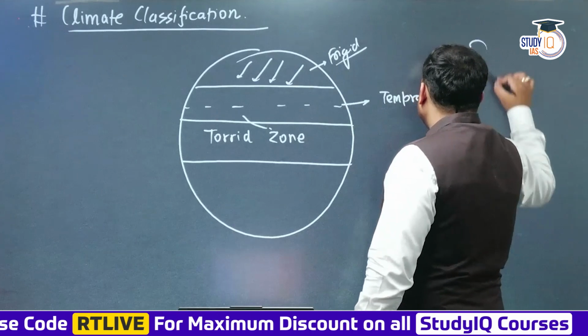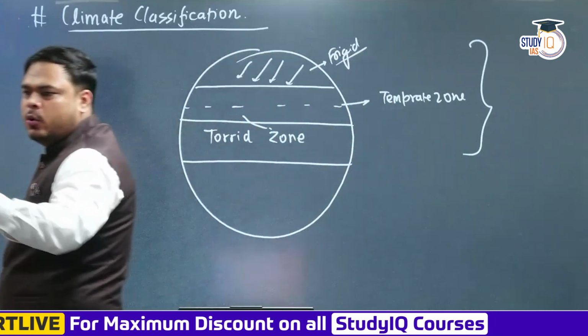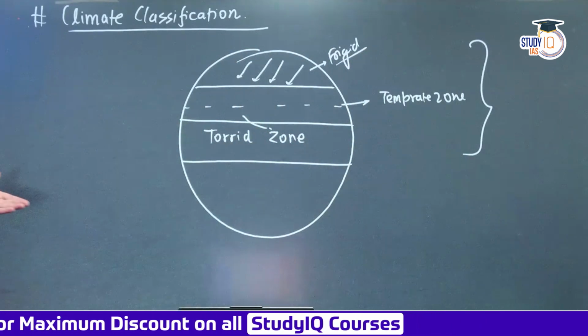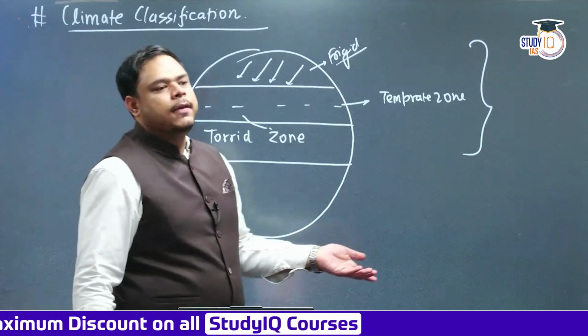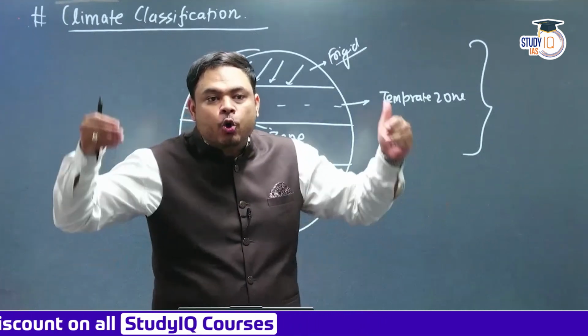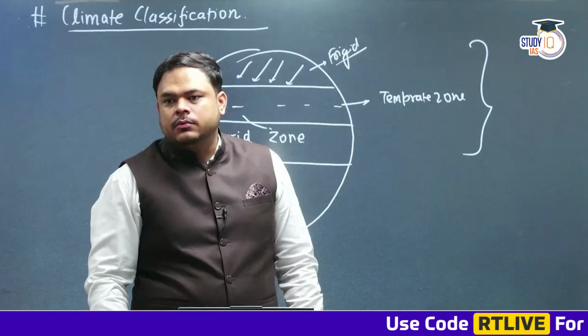So they are only considering what? Only the temperature, only one element, yes or no? Tell me guys. So this is which classification? Genetic classification. And if you look at genetic classification, it is nothing but overgeneralization. Yes or no?